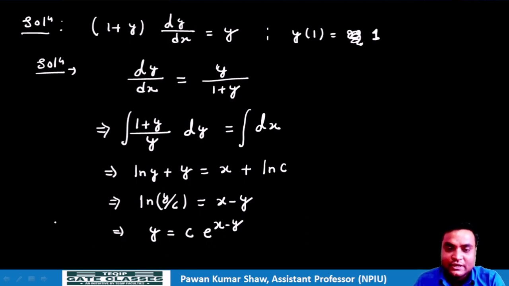If you are operating exponential on both sides. Okay, what is given? Here, y at 1 equals 1. See, this is the general solution. Now we are using our initial condition. So what is our initial condition? The initial condition is given: y at 1 equals 1.